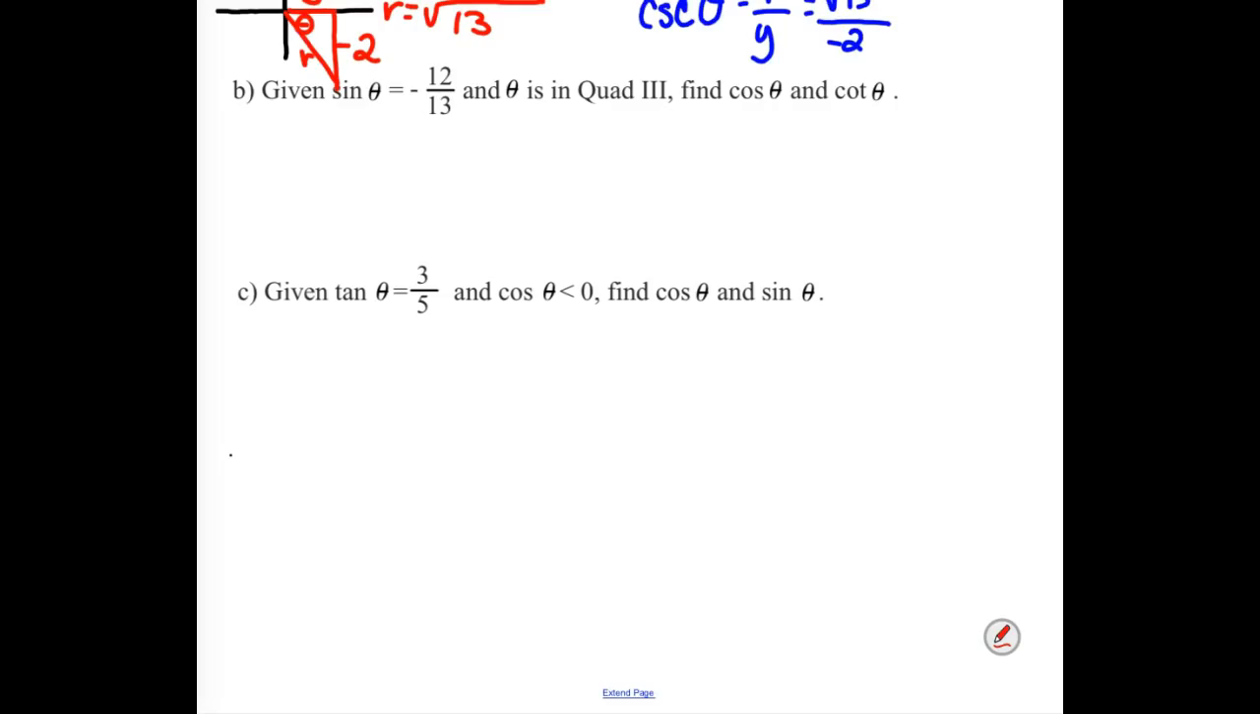All right, our next example. It says, given the sine is negative 12/13 and theta is in quadrant 3, find cosine and cotangent. So let's think of quadrant 3. Sine is y divided by r, and your radius is always positive. That means the y has to be our negative 12. So we're going over x, we're going down 12, and we have a radius of 13.